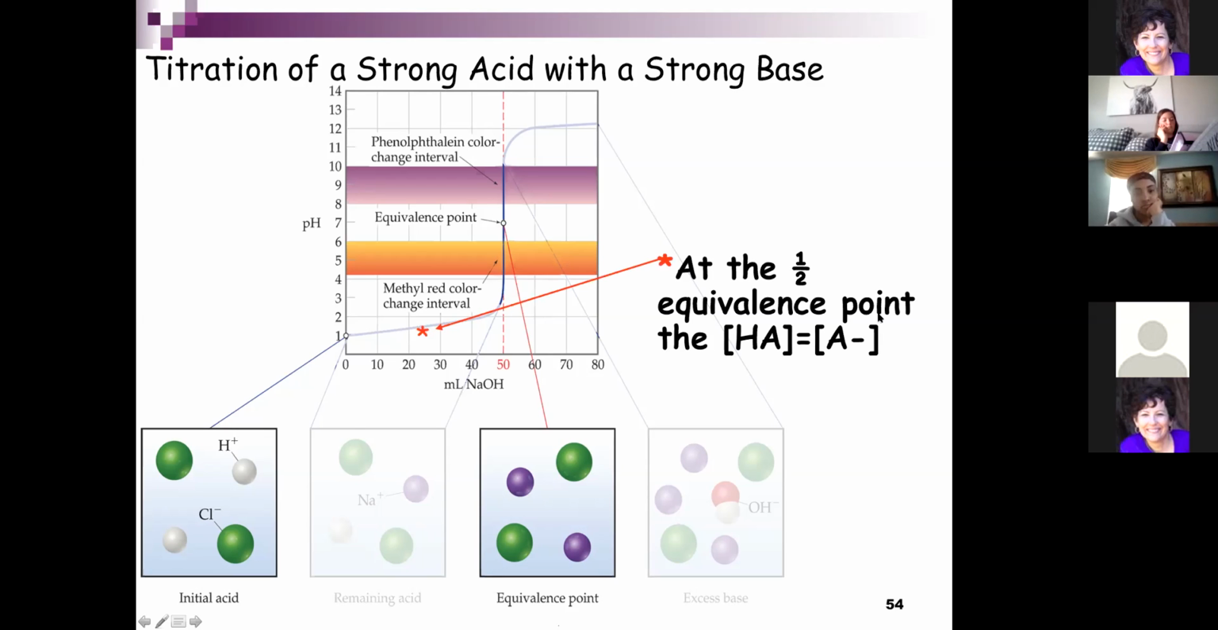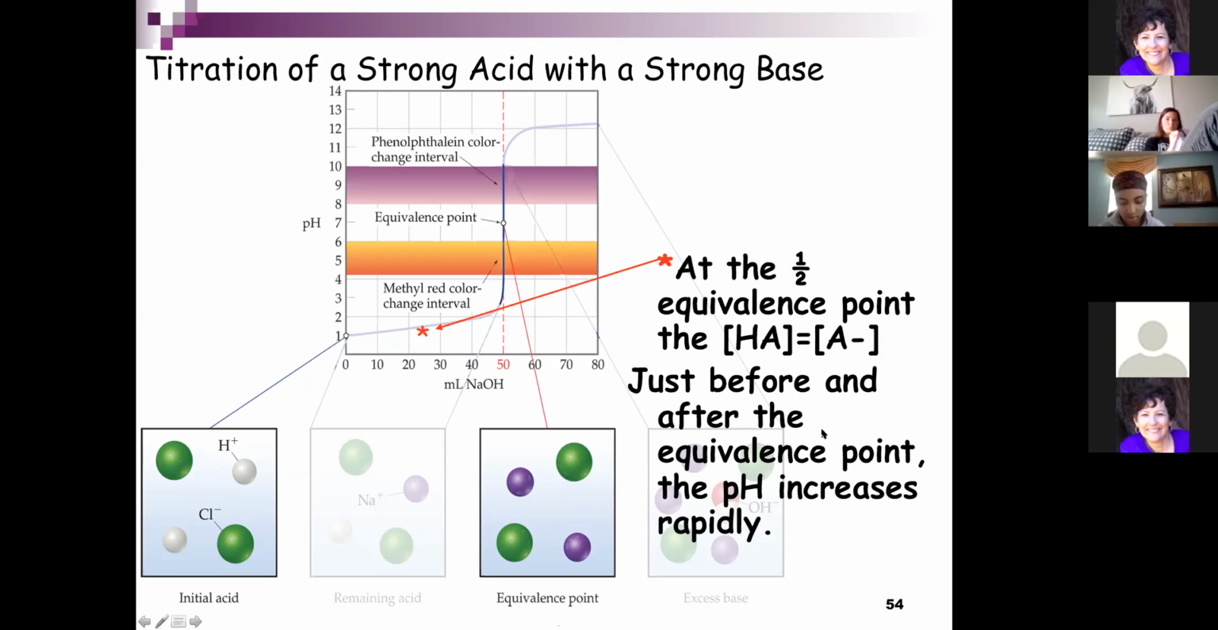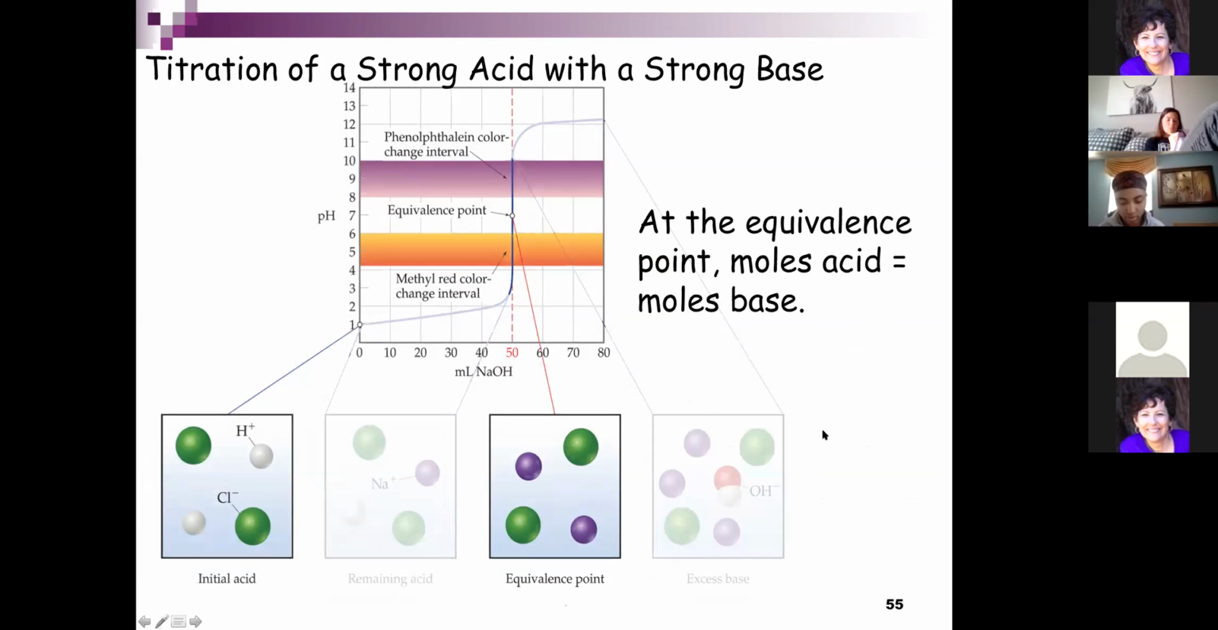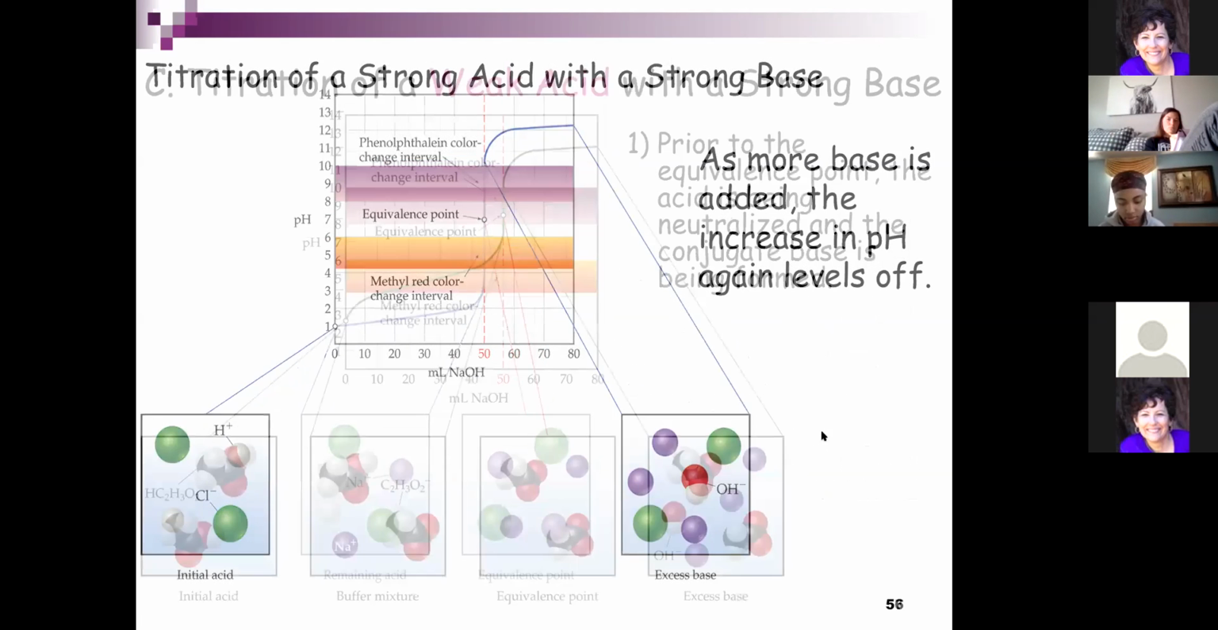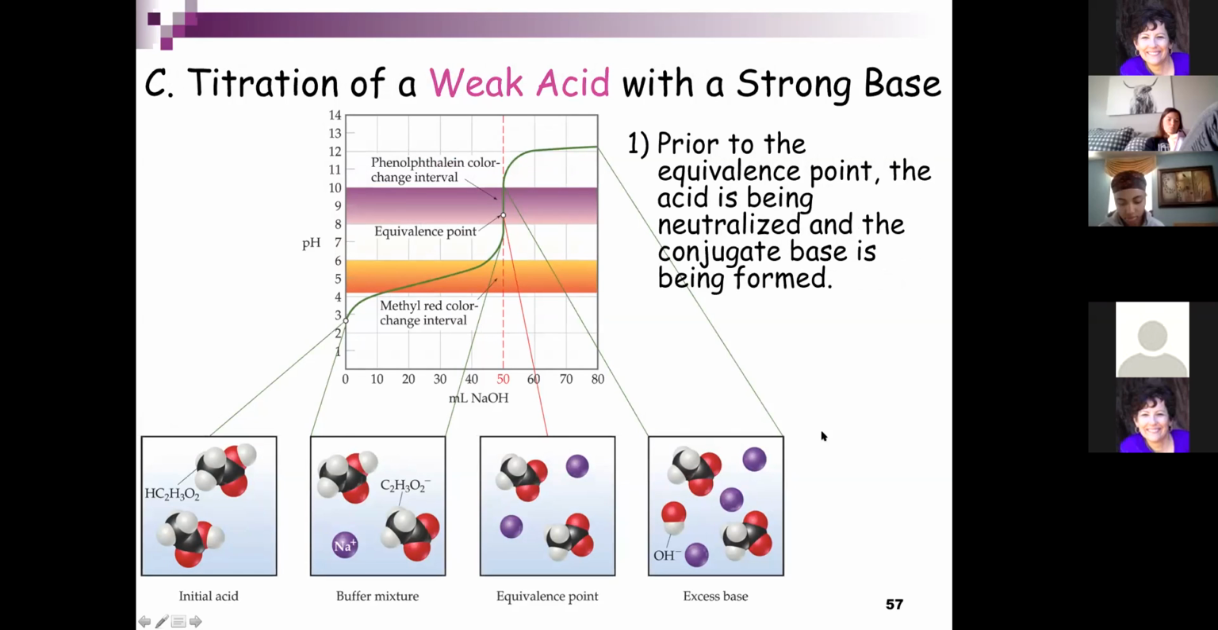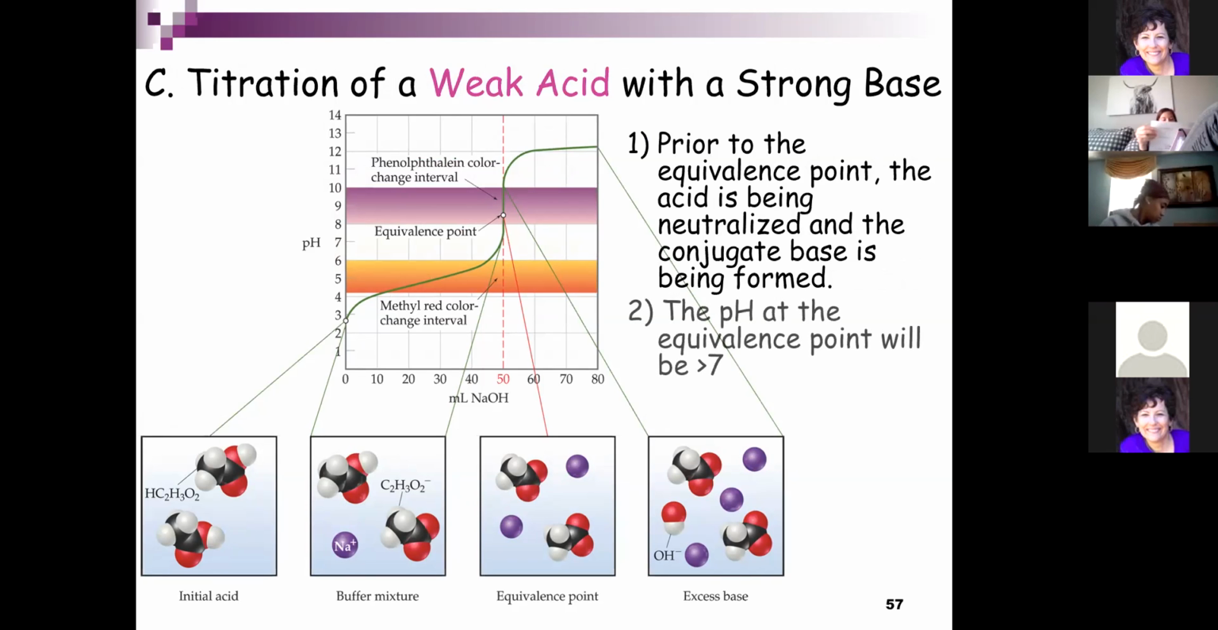So we call this the half equivalence point. The concentration of the weak acid is equal to the concentration of the conjugate base. Remember that that ratio gives us a log of 1, which is 0. So the pH equals the pKa at the half equivalence point. And we did that in lab yesterday. Okay, got it. And this was our homework problem.